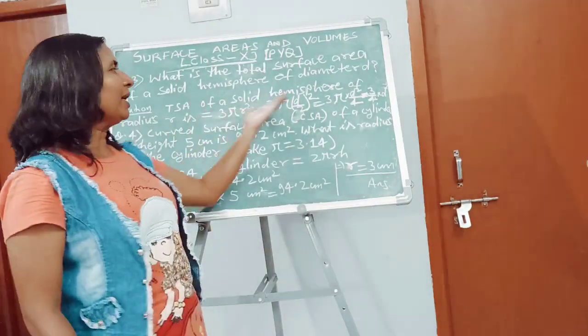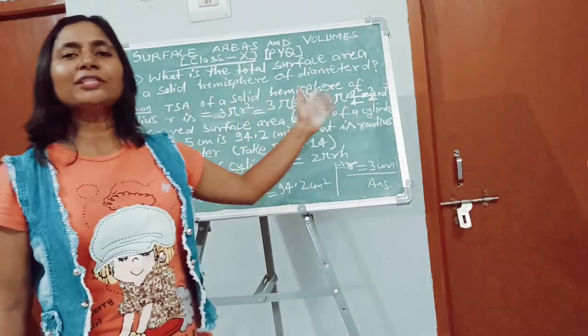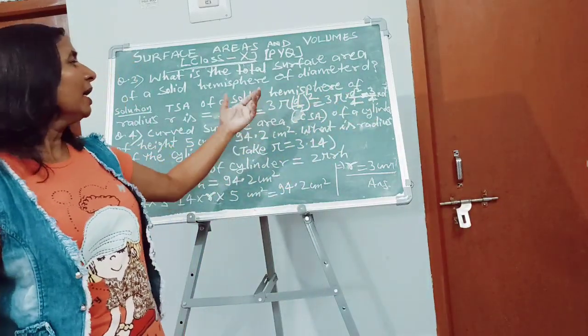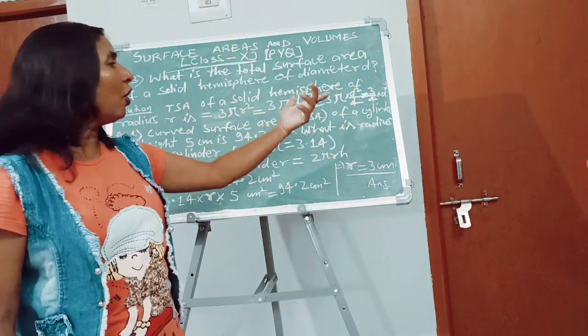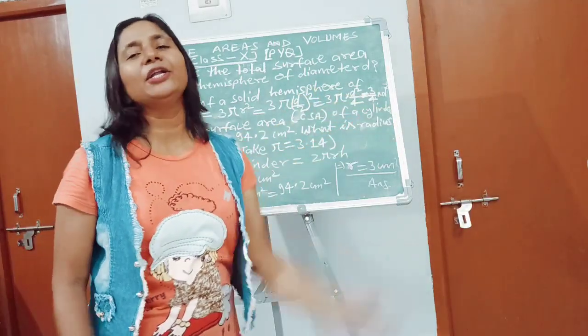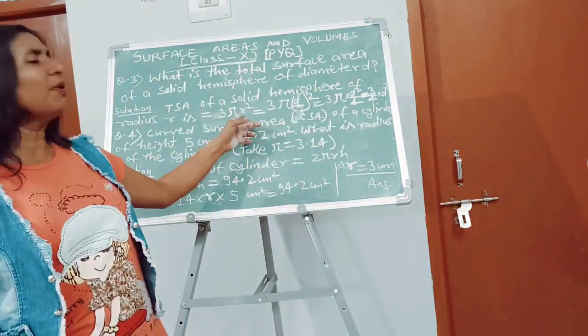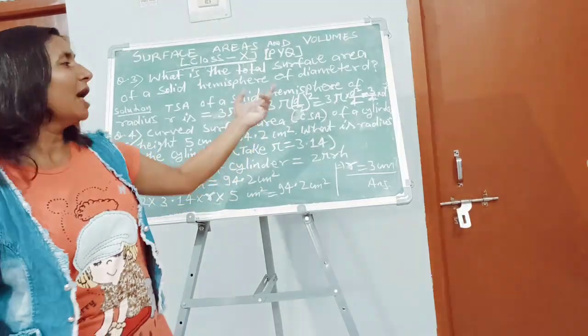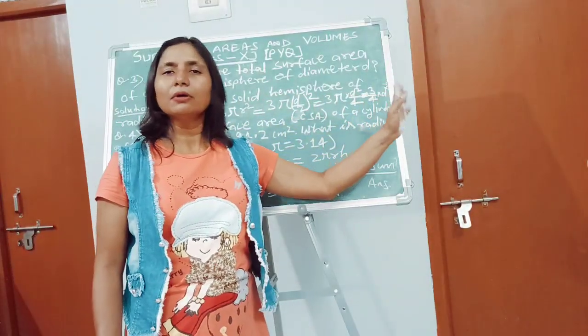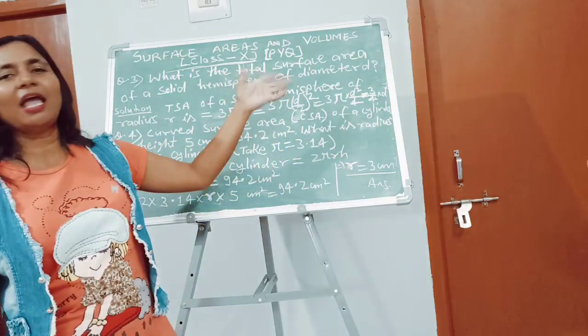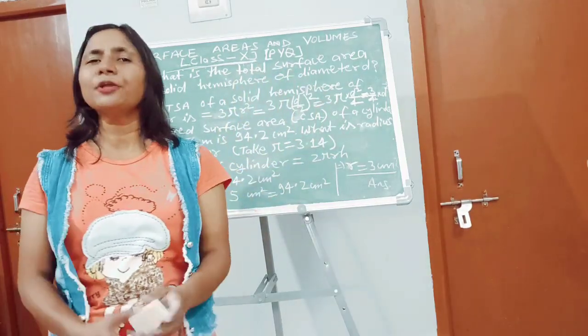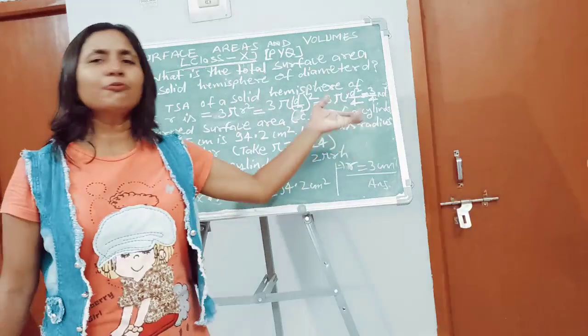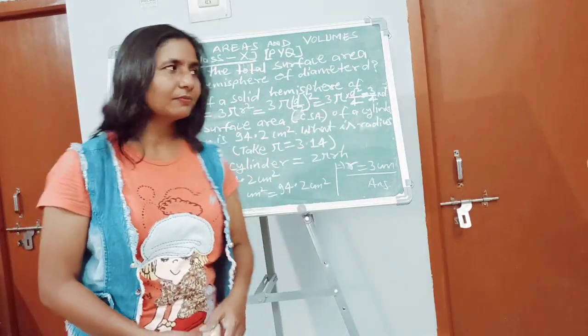So either we can write TSA, total surface area of a solid hemisphere, is equal to 3 pi r square or 3 by 4 pi d square. Both are the same. This formula is in terms of radius and this formula is in terms of diameter. In fact, this was an MCQ asked in 2023. Options are given, so from there we have to select.